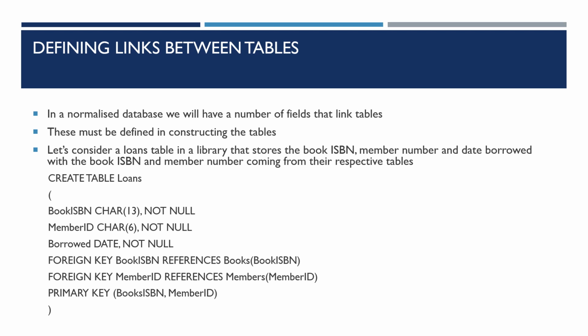Now we define those relationships. So we say that foreign key book ISBN references table books, book ISBN, and that foreign key member ID references members, member ID. This forms the relationship. We then specify that this is a composite primary key.